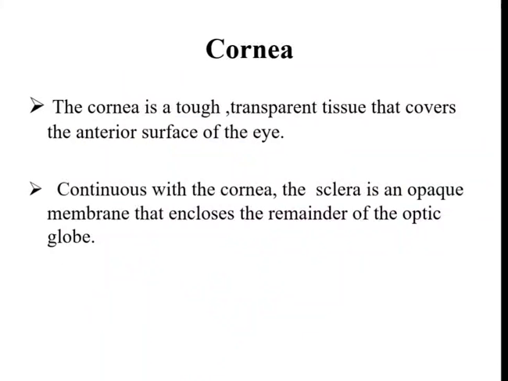First one is the cornea. The cornea is a tough, transparent tissue that covers the anterior surface of the eye. Continuous with the cornea, the sclera is an opaque membrane that encloses the remainder of the optic globe.